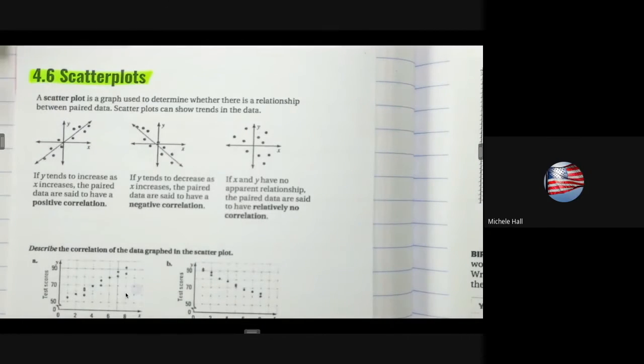The second one would be a negative correlation. And the third one doesn't have any correlation at all. It doesn't look positive, it doesn't look negative, so that would be relatively no correlation.